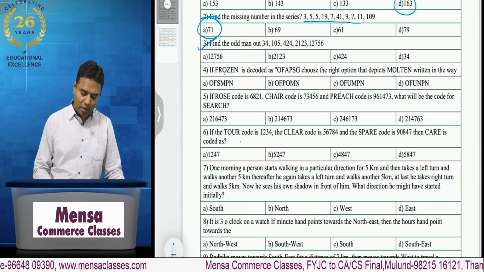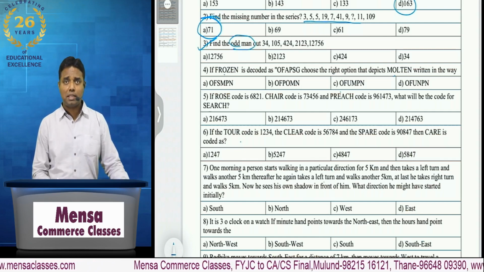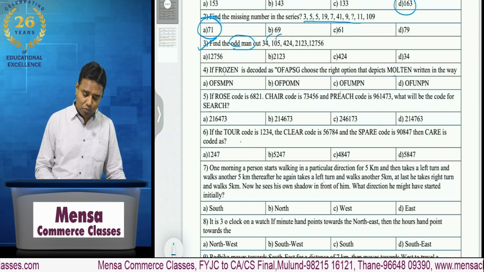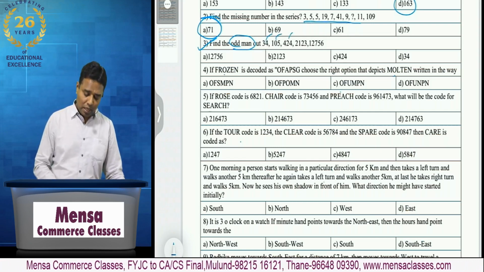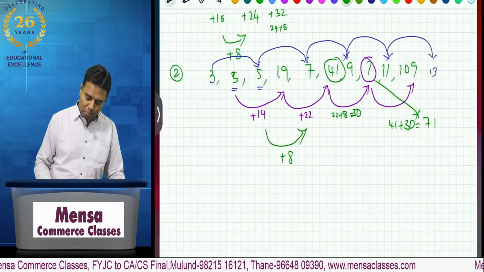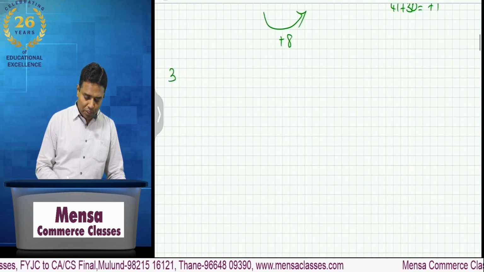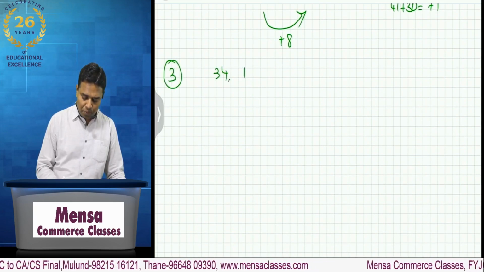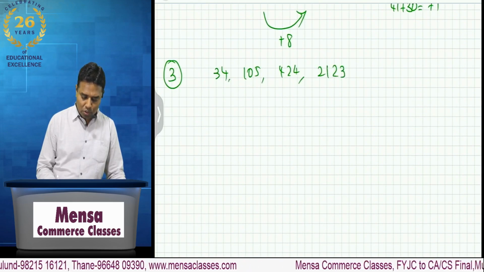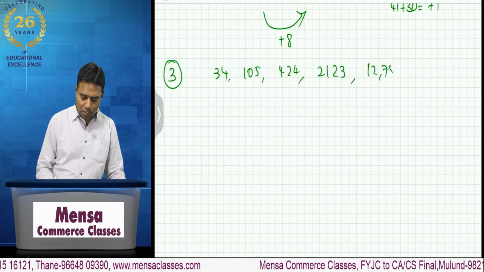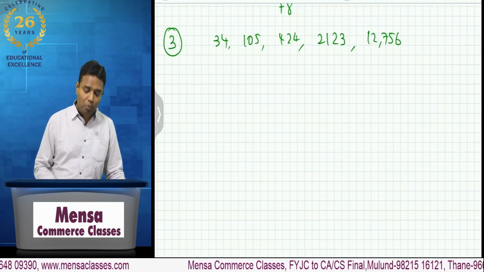Question number 3. Find the odd man out, the one which doesn't fit into the series. 34, 105, 424 and so on. Let's write down the numbers and find out what the pattern is and which one is not fitting into our pattern. Question number 3: 34, 105, 424, 2123 and 12,756.